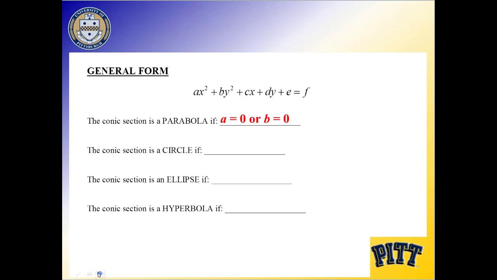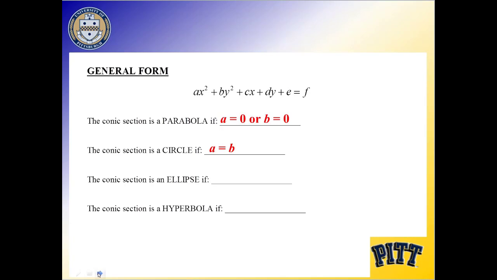So if either one of those is 0 and that x squared or y squared is missing, it's a parabola. If a equals b, then it's a circle. Which means I could either have an ellipse equation for it where my a squared and b squared are going to have the exact same value, or I could have that more specific formula geared towards circles where I had x minus h squared plus y minus k squared equals r squared.